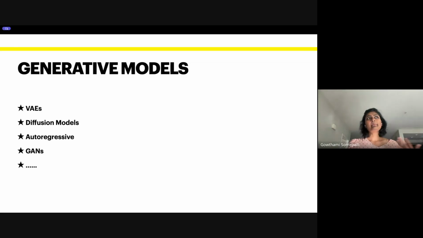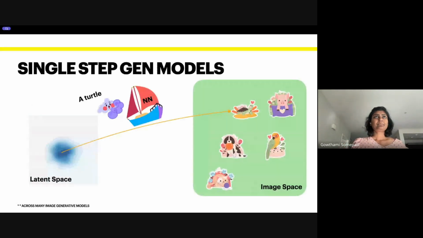Okay, and in fact, autoregressive models are also a type of generative model. But today I will mostly be talking a little bit about VAEs because they have very strong connections with diffusion models, and then we'll be talking about the diffusion models.